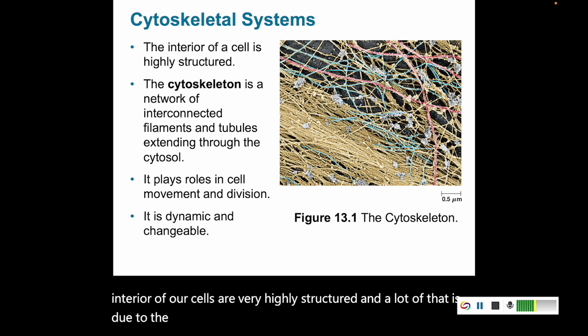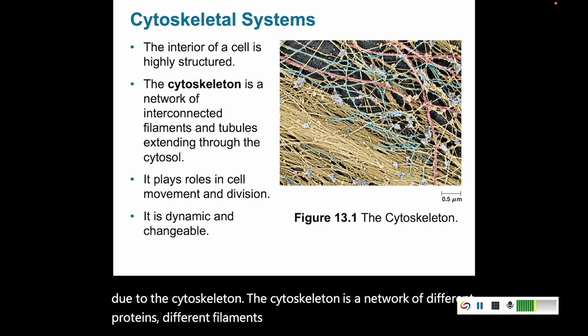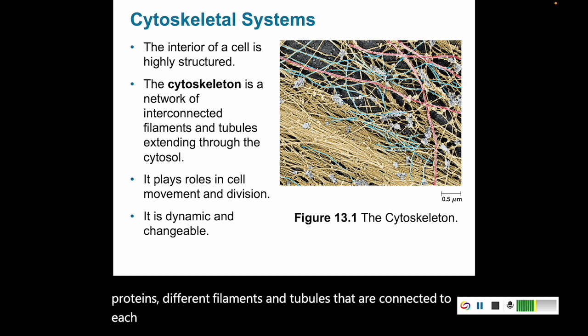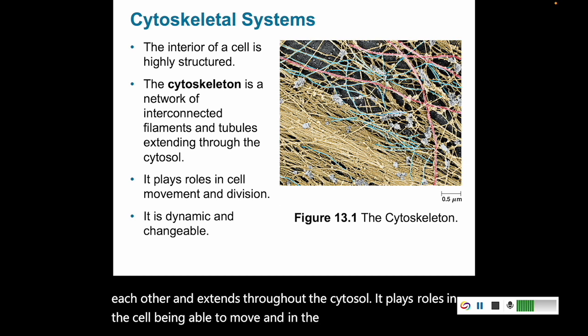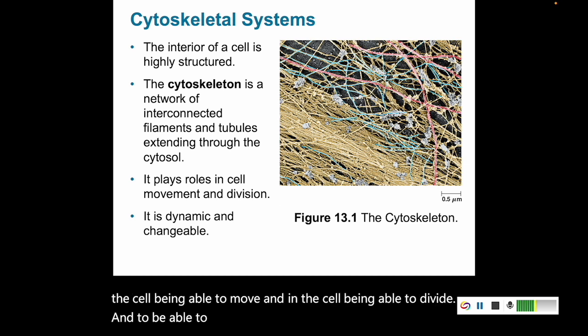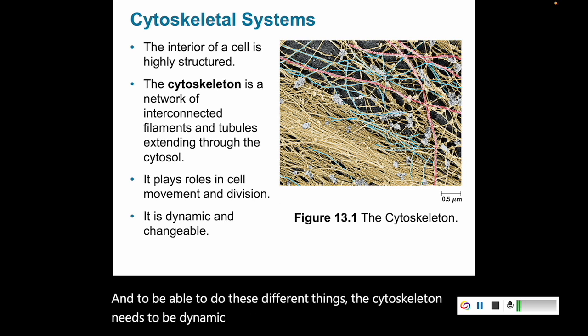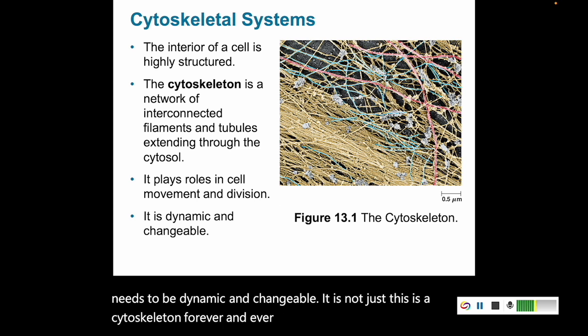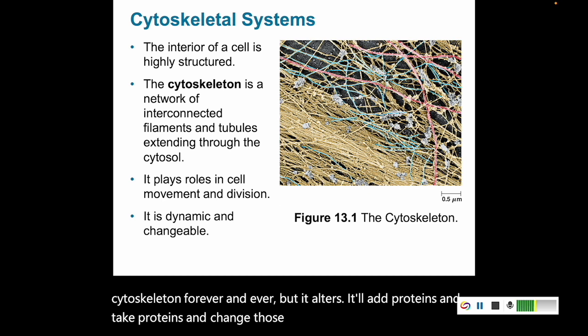The cytoskeleton is a network of different proteins, different filaments and tubules that are connected to each other and extends throughout the cytosol. It plays roles in the cell being able to move and in the cell being able to divide. To be able to do these different things, the cytoskeleton needs to be dynamic and changeable. It is not just a cytoskeleton forever and ever, but it alters, it'll add proteins and take proteins and change those proteins to accommodate the needs of the cell.